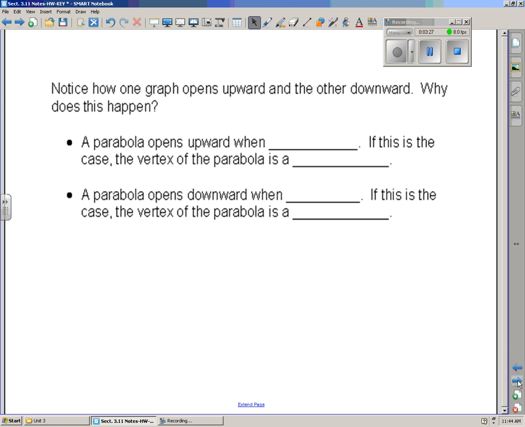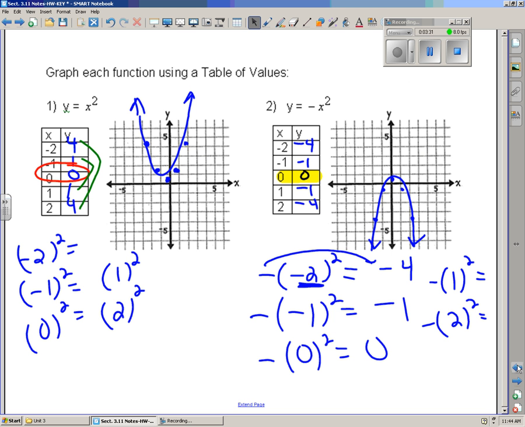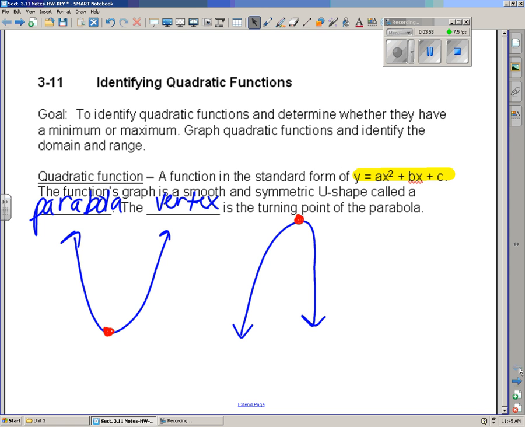Why does this happen? The reason is, if we go back to these particular graphs, notice the coefficient in front of the x squared term. This coefficient is a positive 1 x squared. This coefficient is a negative 1 x squared. Whenever your x squared term is negative, that's when your parabola is going to open down. If ever the x squared term is positive, the parabola opens up. Remember, a is the thing that's attached to the x squared term.